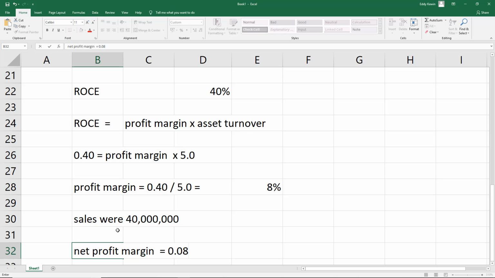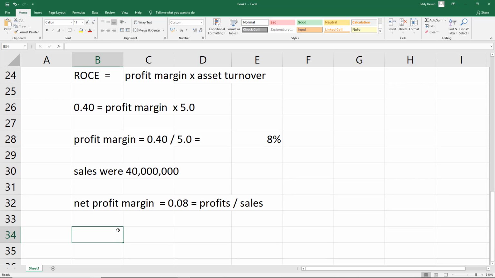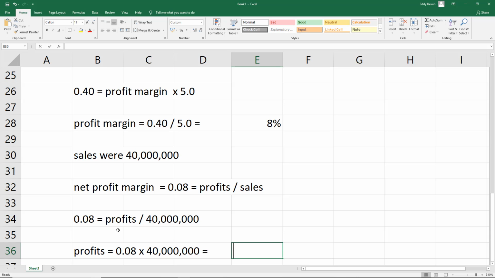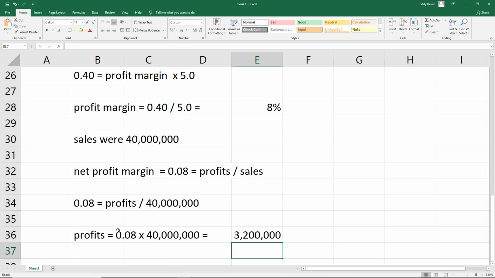which equals 0.08 equals my profits all divided by my sales, and I know that my sales are going to be 40 million. So what I can do is say that 0.08 equals profits all divided by 40 million, which means that profits will equal 0.08 multiplied by the 40 million as I pull that across to the other side, which gives me a figure of $3.2 million. So that becomes my profit figure.